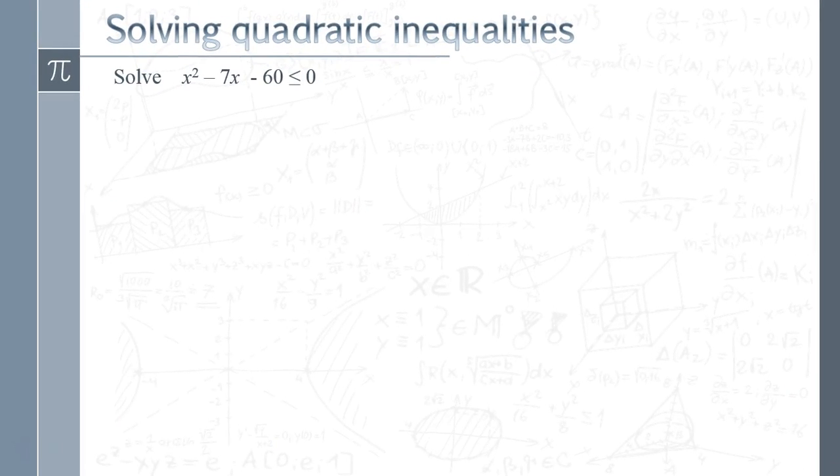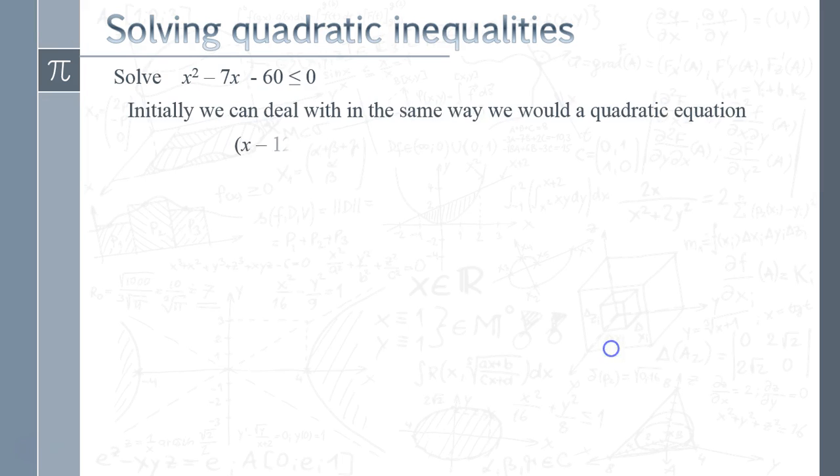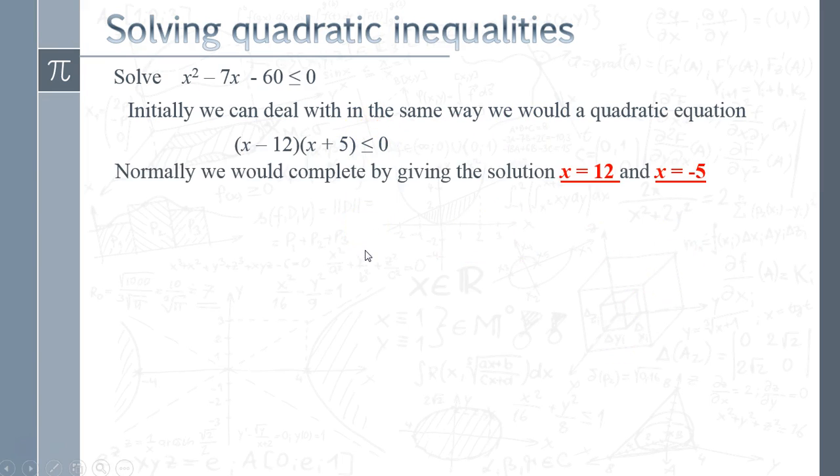So we're going to proceed in exactly the same way as we would if it was just a normal solving a quadratic equation. So this one, we'll factorize it. There we go, (x minus 12)(x plus 5). Now, if this was just a normal equation, if it said equals rather than having the inequality sign, we'd just be saying, okay, that's x equals 12 and x equals minus 5. Now, this is not an equation. We've got this inequality sign here.